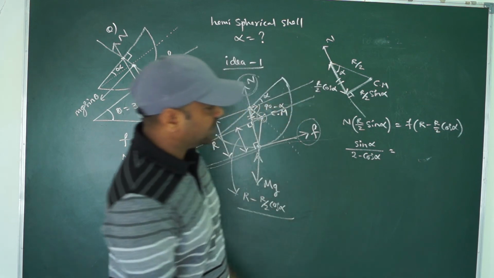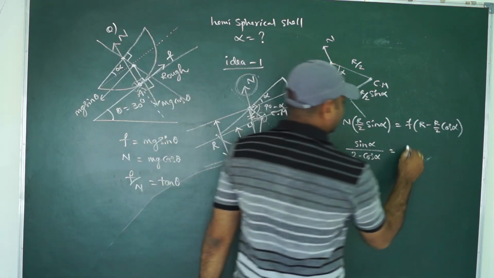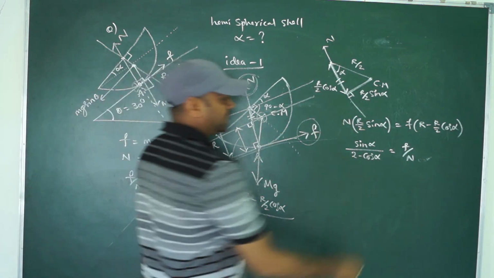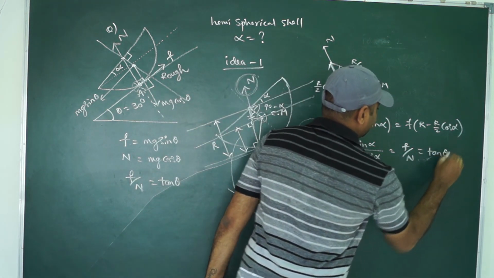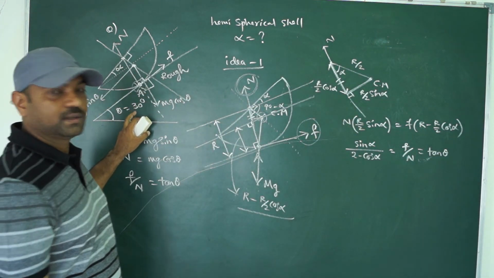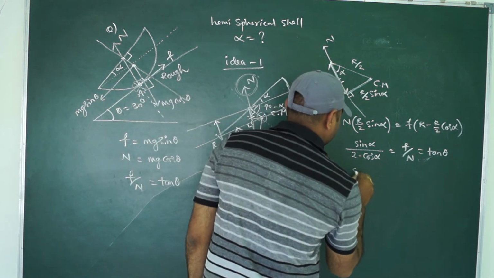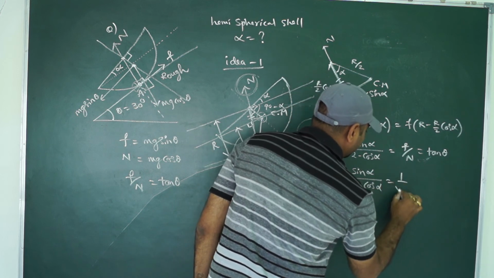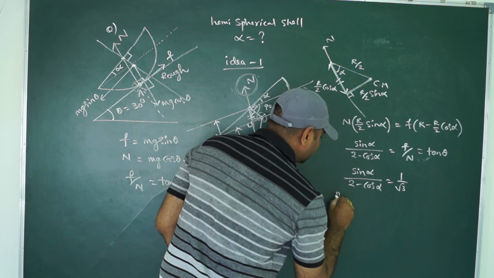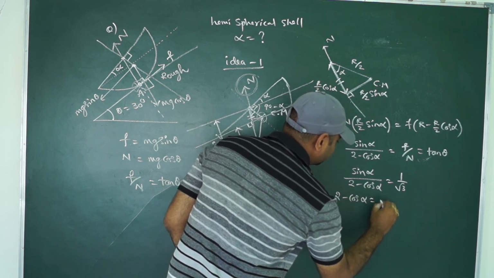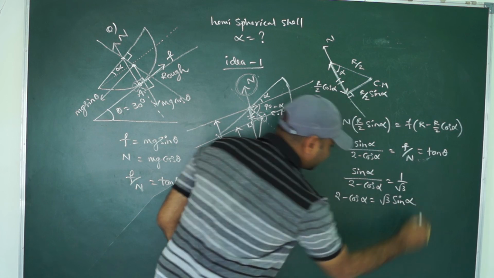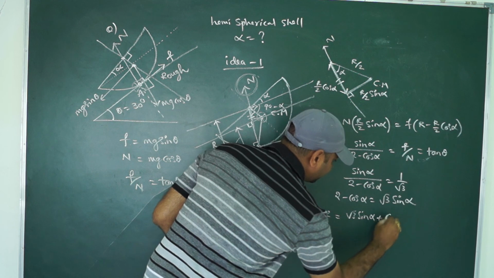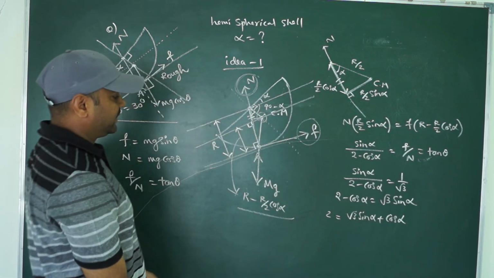If you multiply by 2, then you will get 2 minus cos alpha, that is equal to friction by normal reaction. We already know the friction by normal reaction value is equal to tan theta, and we know that theta is 30, given in the question, so it should be 1 by root 3. Sin alpha by 2 minus cos alpha is equal to 1 by root 3. Then I can write 2 minus cos alpha is equal to root 3 sin alpha. Then 2 is equal to root 3 sin alpha plus cos alpha. So then we need to solve for the alpha value.